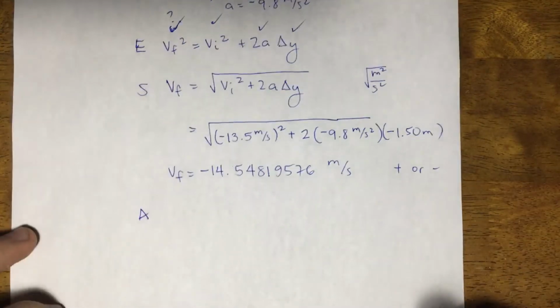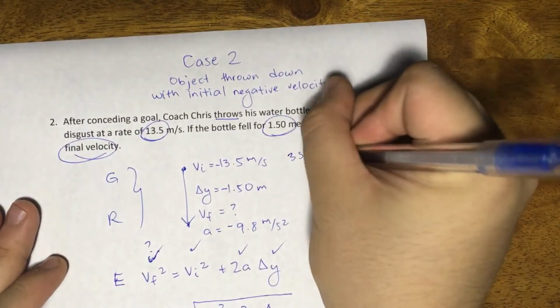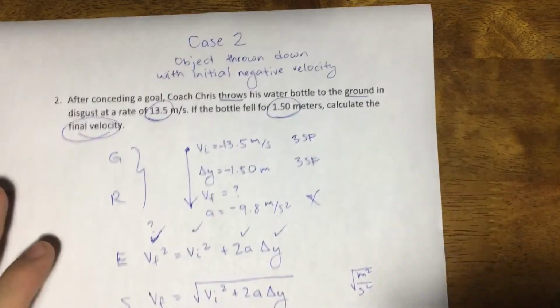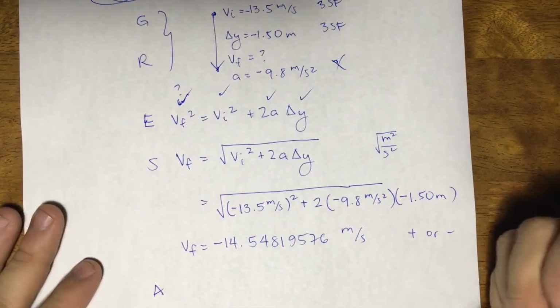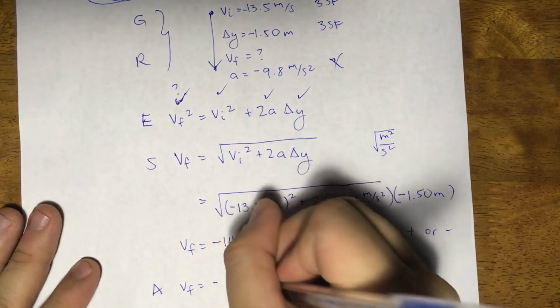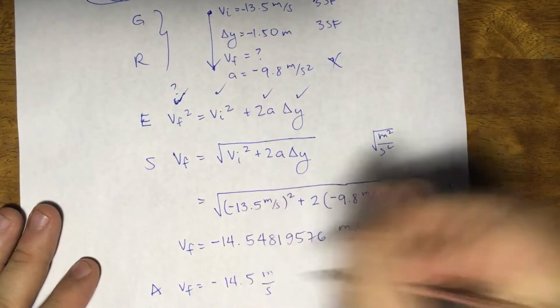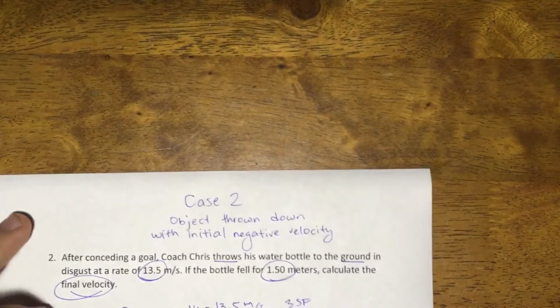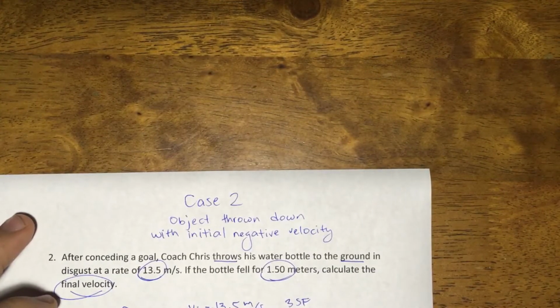And when you get to your answer stage, how many sig figs? We have 3 sig figs. This one doesn't count. Therefore, our final answer must also have 3 sig figs. Final velocity is equal to negative 14.5 meters per second. Okay, so that is case 2. An object thrown down with an initial negative velocity.